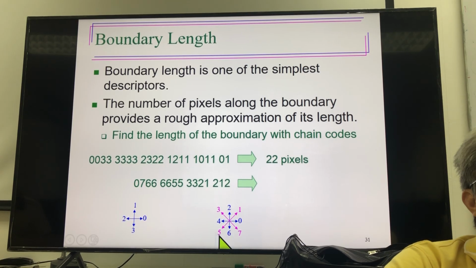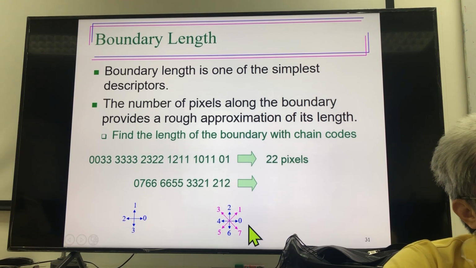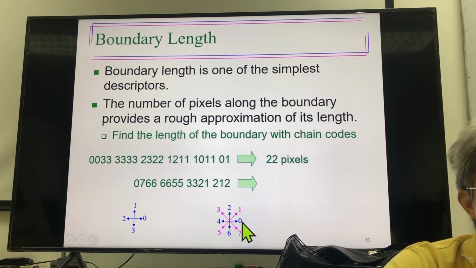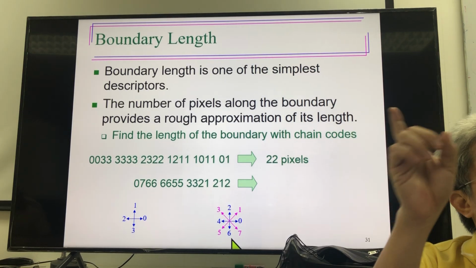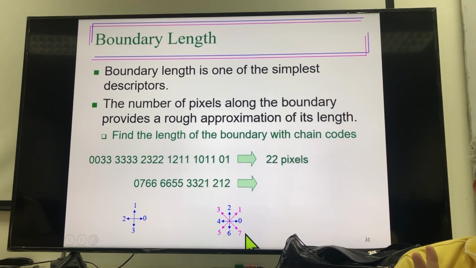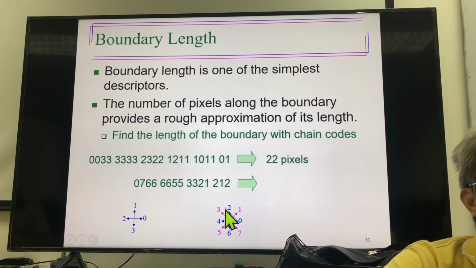How about the 8-directional chain code? With the 8-directional chain code, the boundary will be slightly different. If it goes left, right, up, or down, so 0, 2, 4, 6, the direction it's moving is 1 unit. However, if it goes diagonally, like 1, 3, 5, 7, it is square root 2 units. So you just count the number of 0, 2, 4, 6.